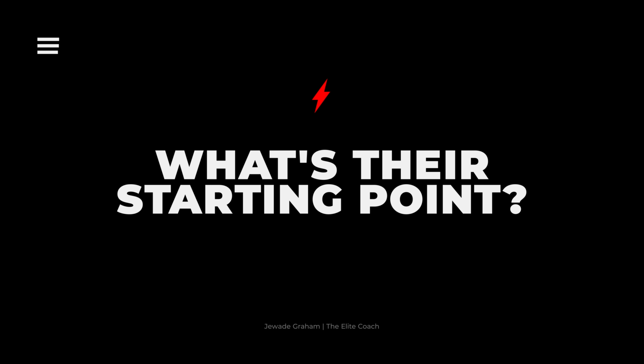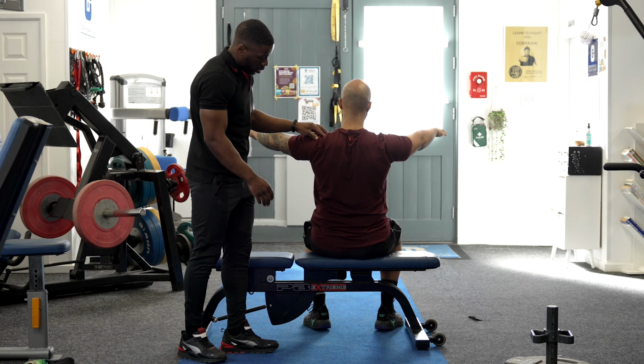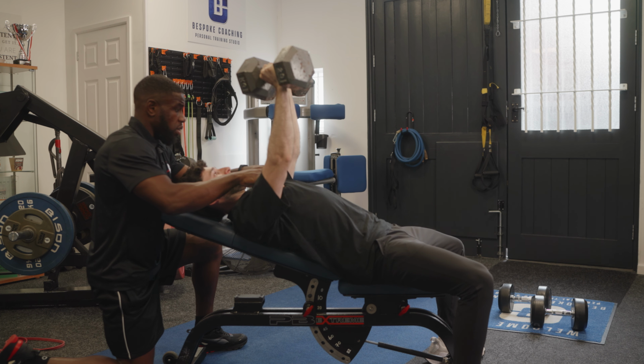Next up, what's their starting point? What's their training history? What's their skill level? And how long do they actually have to train? So when it comes to training history and skill level, we can kind of roll that into one. Essentially, what experience does your client have of training?